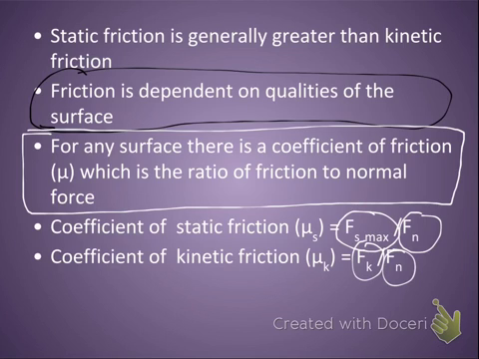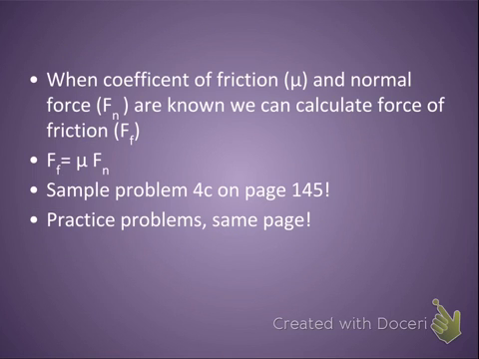The ratio stays the same, even when the mass of the object changes, even if you push down on something, the coefficient of friction stays the same. The force of friction may change, but the coefficient of friction stays the same. Okay. So when we have the coefficient of friction and we have the normal force, we can always calculate the force of friction.